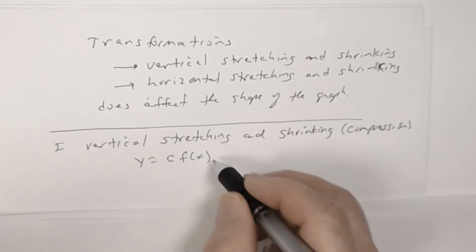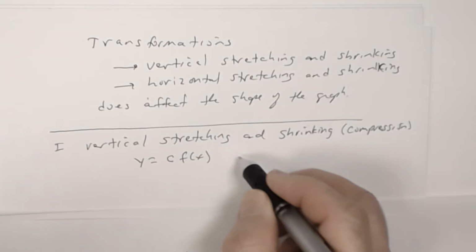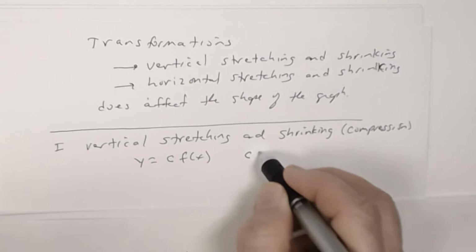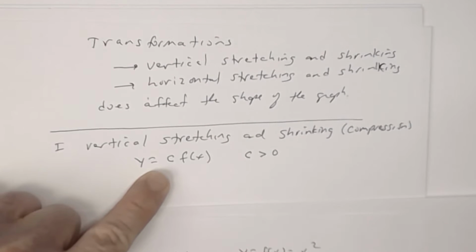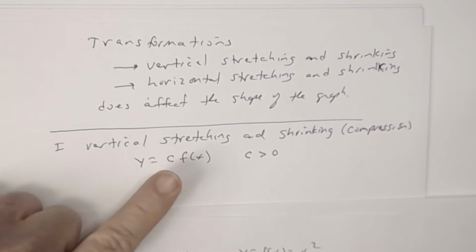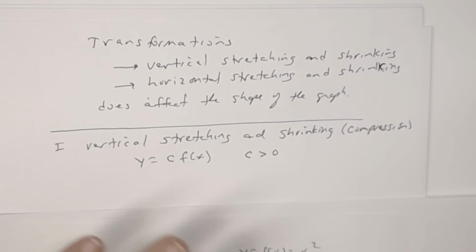For right now we're talking about c where c is positive, because remember, if c were negative, that would be a reflection. So we just want to talk about this in terms of c being positive for right now. Okay, so let's look at our first example.